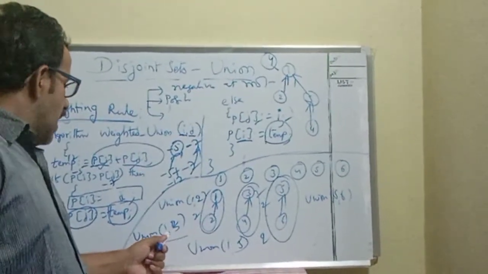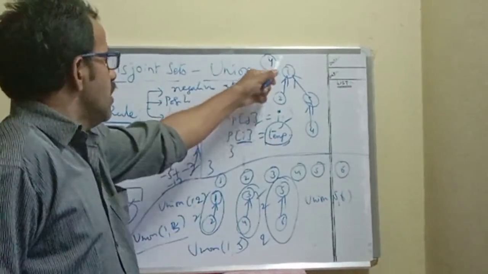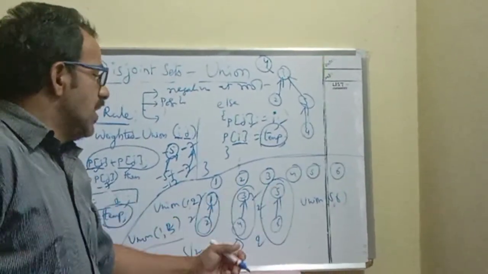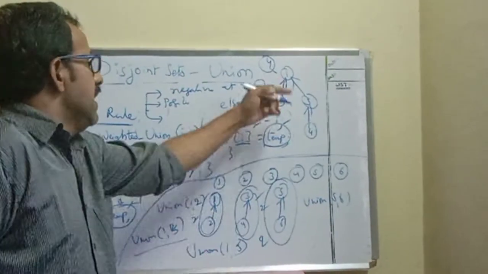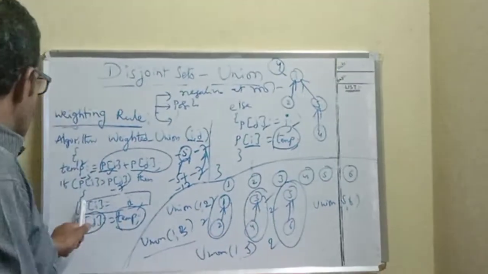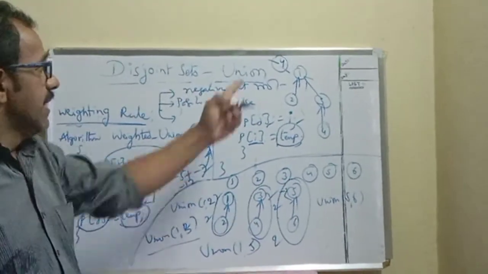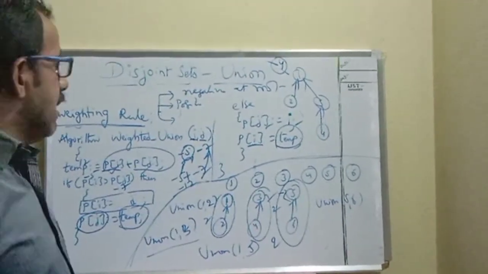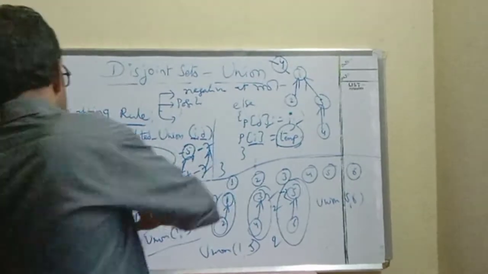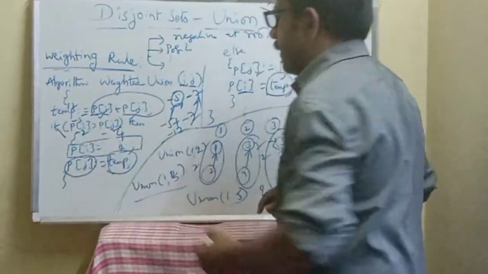According to the weighting rule, I can make 1 the parent of 5, because this particular tree structure with root node 1 has more nodes compared to root node 5. The tree under 5 has only 2 and the other tree has 4. So at 5, minus 2 is there, and at 1, minus 4 is there, and that minus 4 is the number of nodes. Of course minus 2 is greater than minus 4. Here minus 4 is there, here minus 2 is there.